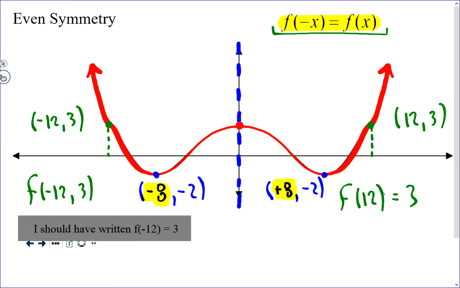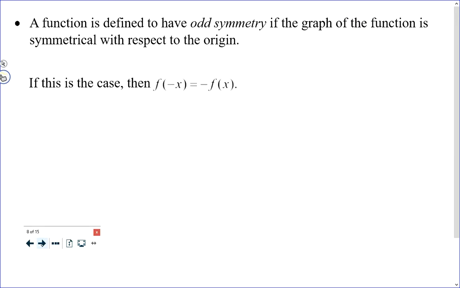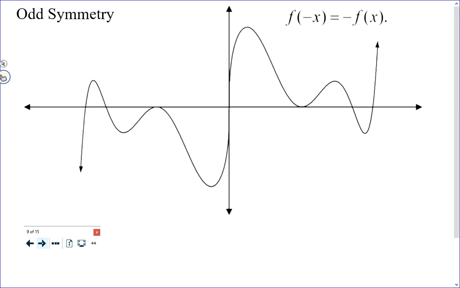Now, when we do our work a little bit later in the examples that we're going to do today, we don't use numbers. We do it in an algebraic fashion. Now, what about an odd function? An odd function, well, let's take a look at what it looks like first. An odd function looks like that. That's an example of an odd function.